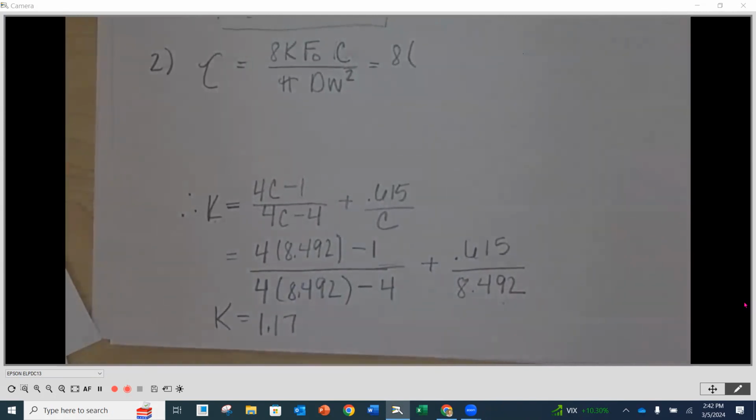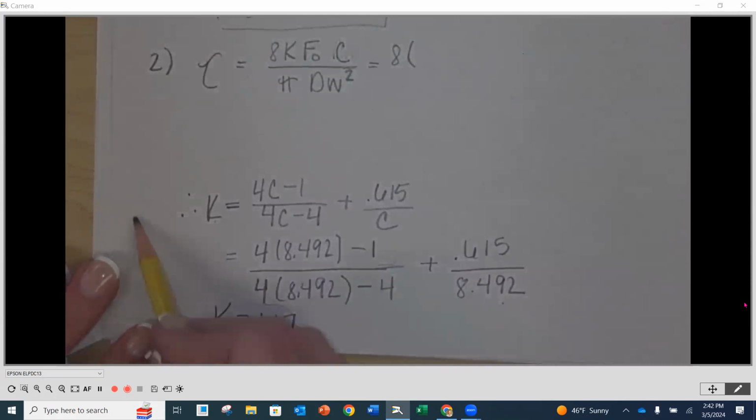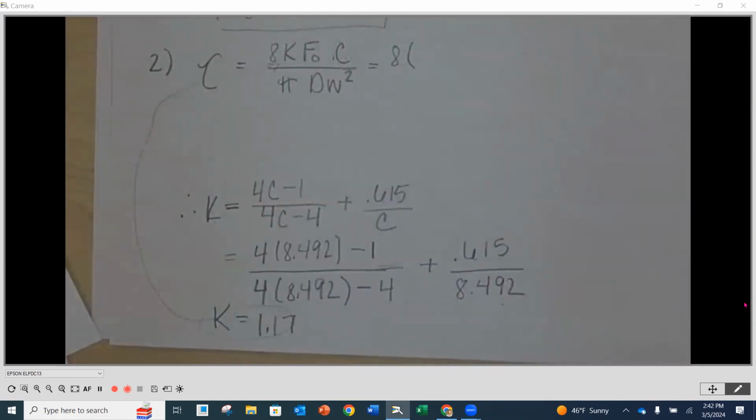Just want a quick confirmation. Did anybody else get that value, 1.17? Did you get that, BJ? BJ did. Okay, good. Now we're going to use this value up in our stress equation, and then we know everything else.